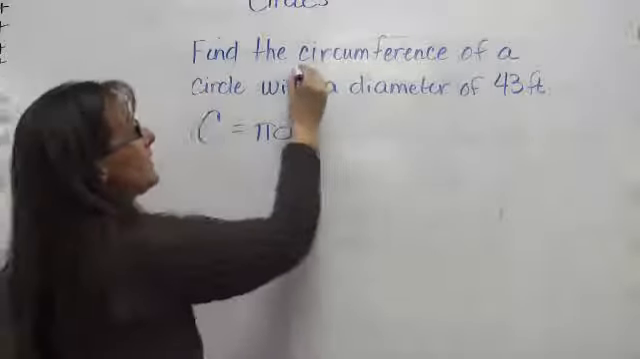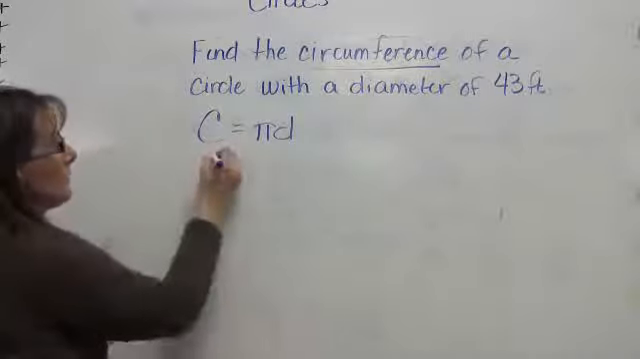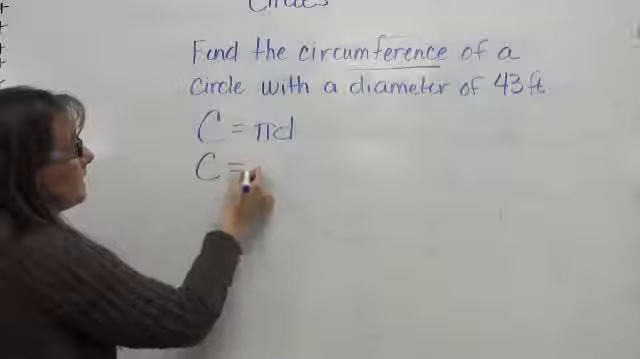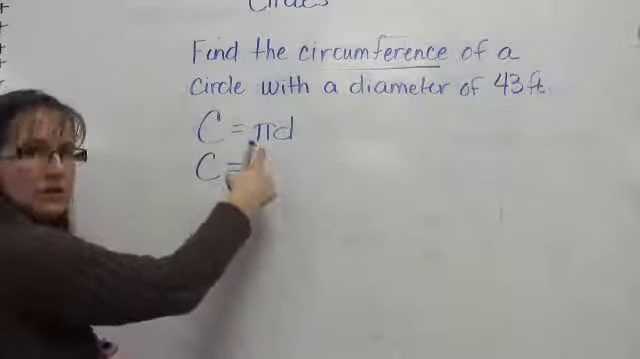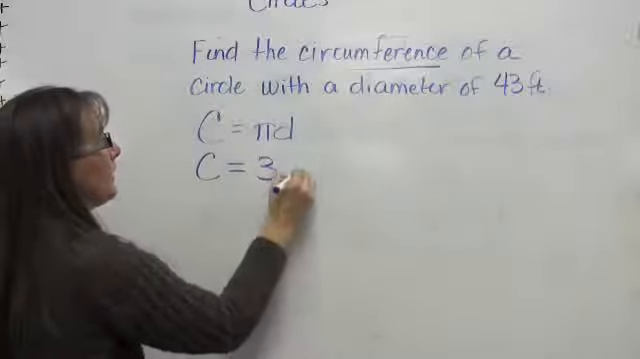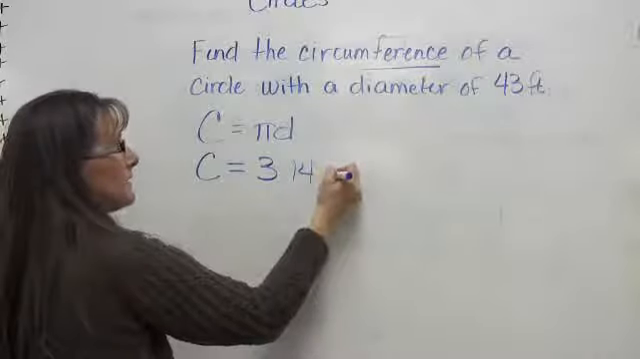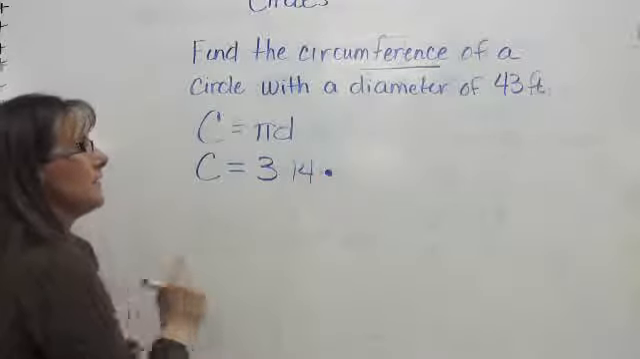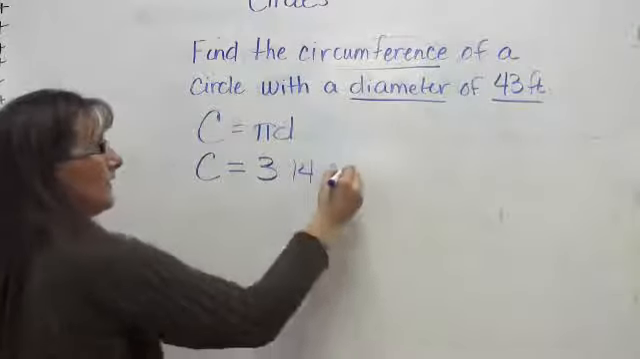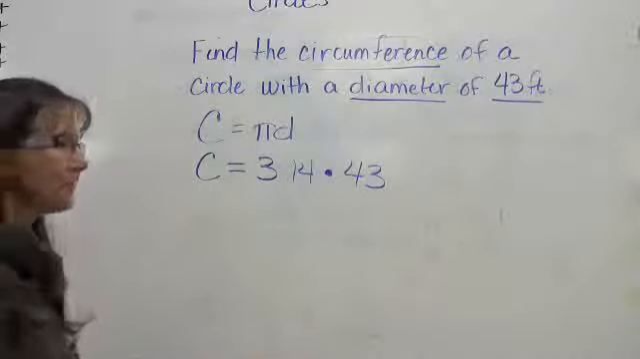If I go back up here, it's telling me that I'm looking for circumference. That means I won't be replacing the letter C. I'm going to keep it. Bring down my equal sign. We've been told to use 3.14 for pi, so we're going to go ahead and use 3.14 instead of pi. And remember, we said we'd be multiplying times the diameter. They told me that the diameter is 43 feet. So I'm replacing the d with a 43.